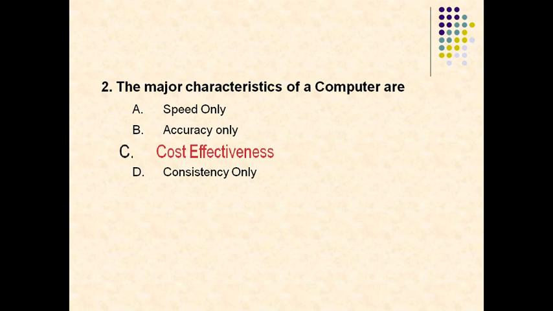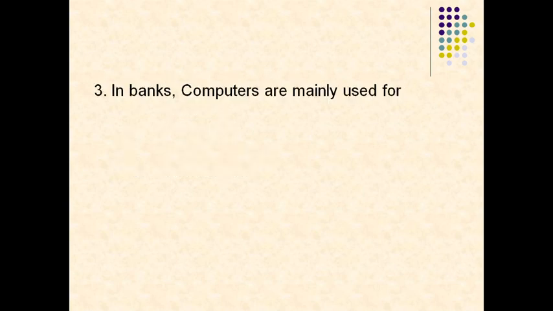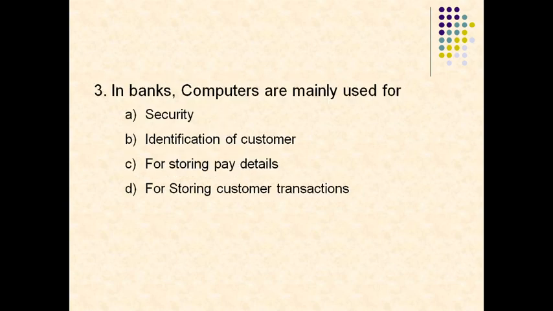Okay students. Next, third question. In banks, computers are mainly used for what? A, security. B, identification of customer. C, for storing pay details. D, for storing customer transactions. Okay. The answer is for storing customer transactions. This is the answer.